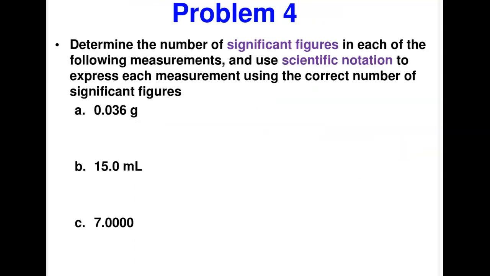So you say in this problem now, we should determine the number of significant figures in each of the following and use scientific notation to express each measurement using the correct number of significant digits. Now in this problem, we are not asked to drop any digit, so we're going to maintain every digit, and at the same time we're going to express it to the number of significant figures.